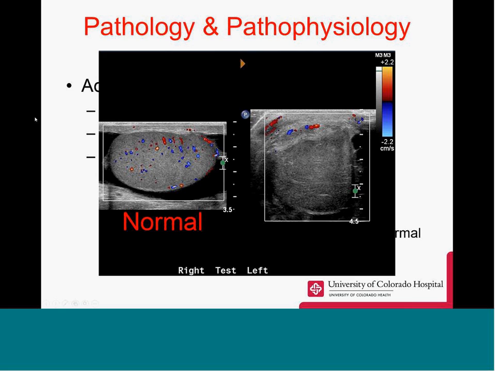Here we can see a normal right testis in a longitudinal axis, normal color Doppler flow. Here we have a left testis, it's hypoechoic, heterogeneous. We have no intratesticular flow. We have extratesticular flow, which you will commonly see. We do have appropriate color Doppler settings. We have a low PRF. You can't see the other parameters, but we have a low wall filter as well.